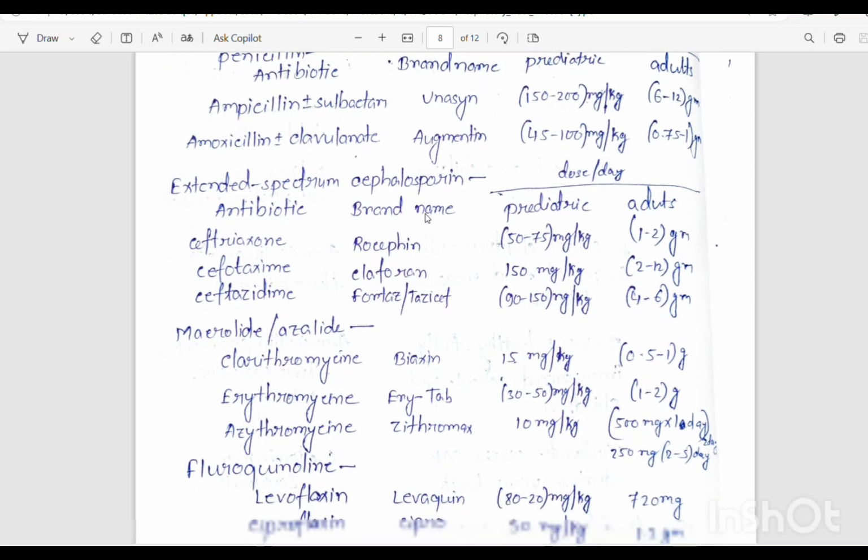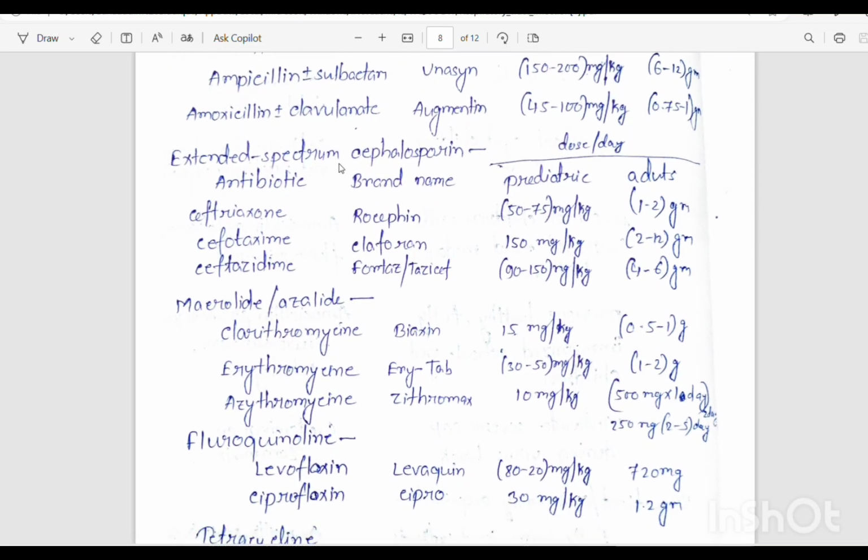And another type of antibiotic for pneumonia is extended spectrum cephalosporin. The first one is ceftriaxone. The brand name is Rocephin, and the pediatric dose is 50 to 75 mg per kg, and for the adult is 1 to 2 gram. Then the second antibiotic is cefuroxime. The brand name is Zinacef. The dose for pediatrics is 150 mg per kg, and for the adult is 2 to 12 gram.